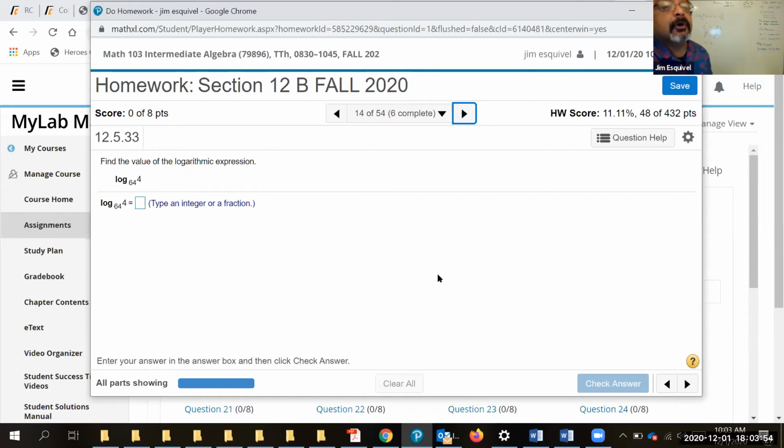Log base 64 of 4. They're not always going to be super obvious. Log base 64 of 4.